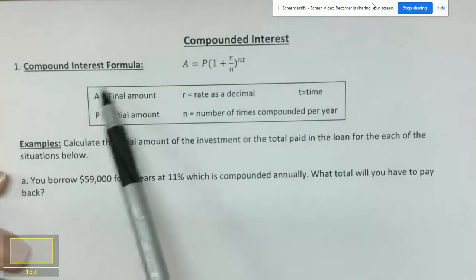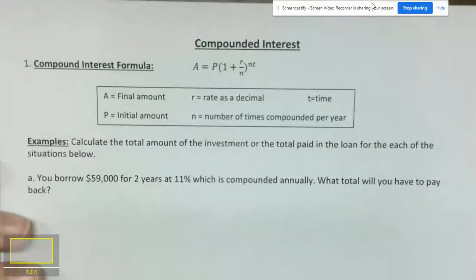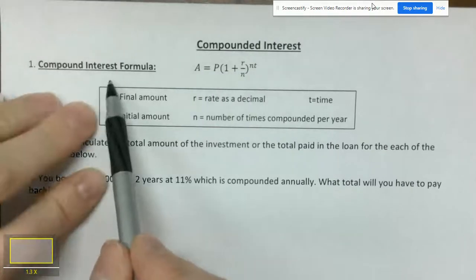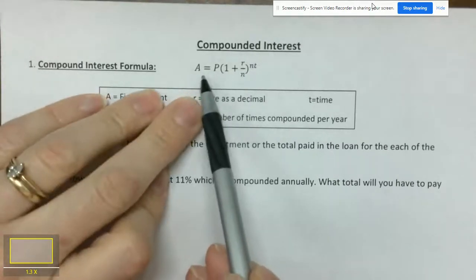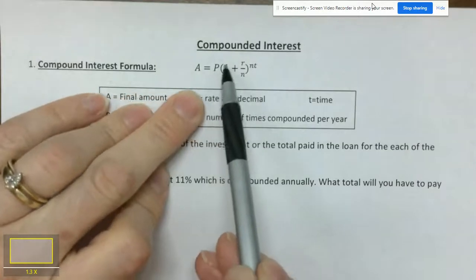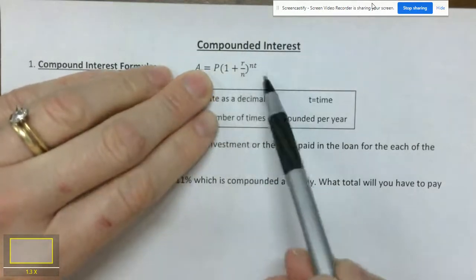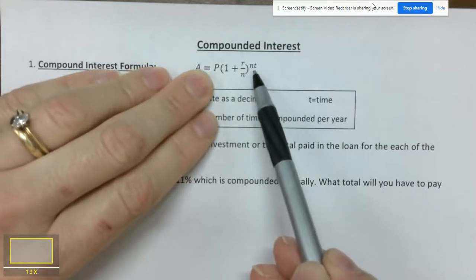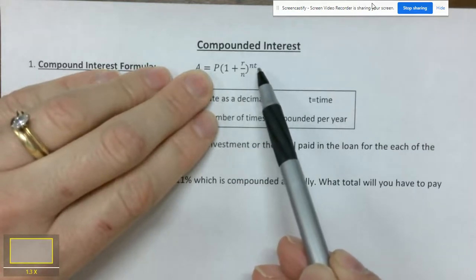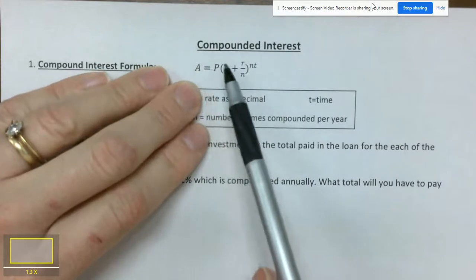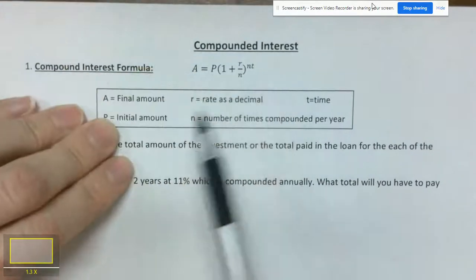So first, if we're going to work these kinds of problems, these are going to be word problems, but that's okay. We can do these word problems. I'm going to show you how to walk through and mark everything so that you can put it in the right places. So the compounded interest formula is this. A equals P times, in parentheses, 1 plus r over n, and then that is raised to an exponent of n times t. Now, we need to talk about what all these variables represent, okay?